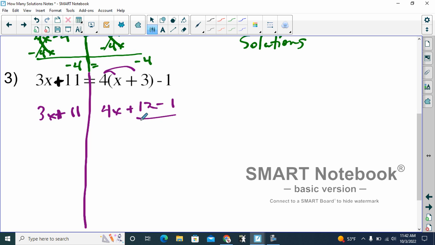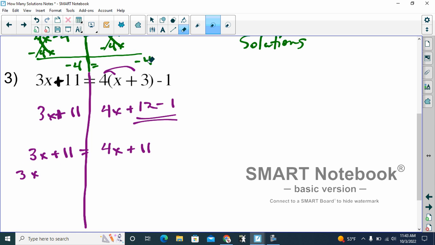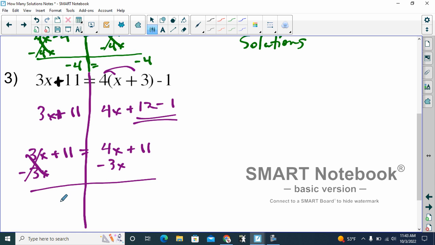Next step, I've got a couple like terms here to combine. 3x plus 11 equals 4x plus 11. Move all of your x's over to the same side. 3x and 4x, the smaller one's the 3x. Subtract 3x from both sides. We get 11 equals 1x plus 11.